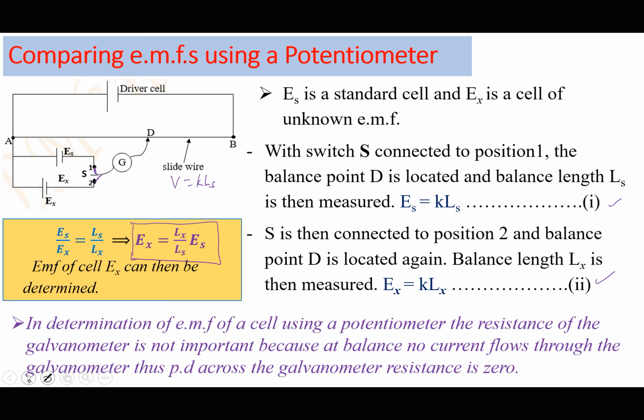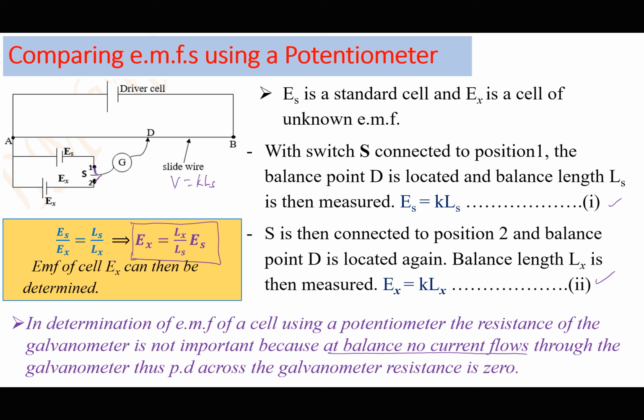Something we need to note very carefully: in determination of the EMF of a cell using a potentiometer, the resistance of the galvanometer is not important, because when there is balance, the reading of the galvanometer must be 0. We don't need to mind about the resistance of the galvanometer. It may not even be calibrated. After all, it is only going to be useful if it shows no reading. As long as it shows a 0 reading, it has shown us balance, and we don't mind about anything else.